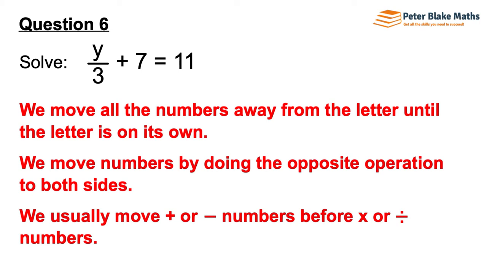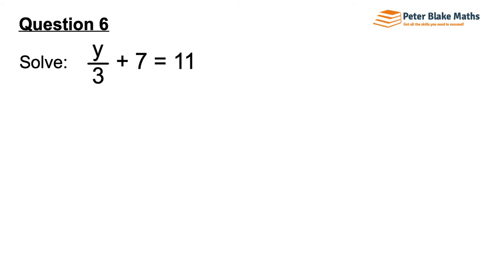So here we're going to choose to move the plus 7 before we worry about the 3. So to move a plus 7 we need to do the opposite to both sides. The opposite of a plus 7 is a minus 7 both sides. That will cancel out the 7's nicely on the left hand side, leaving us with y over 3 on the left hand side. And 11 minus 7 is just calculated there, and that'll be a 4.